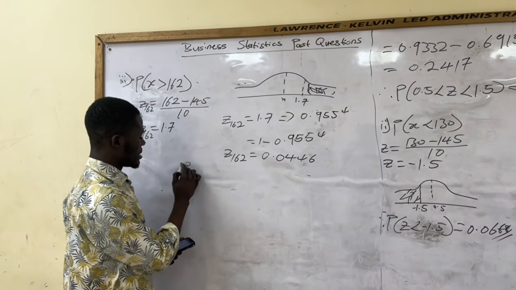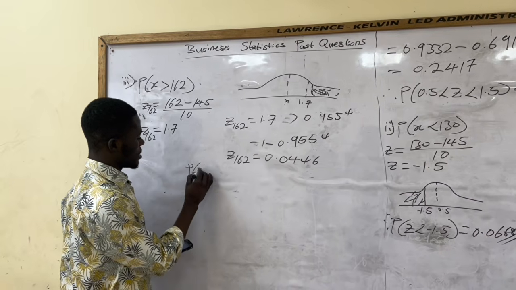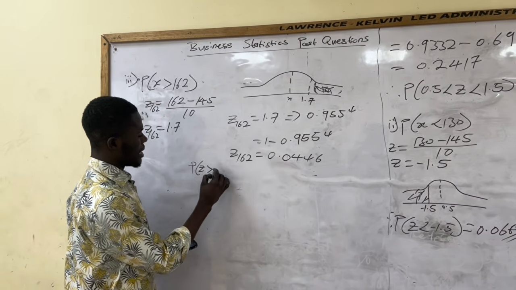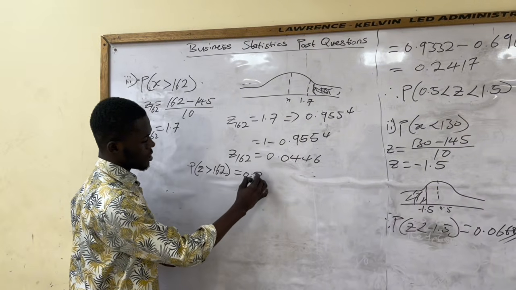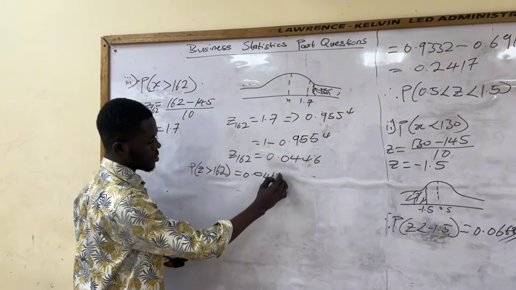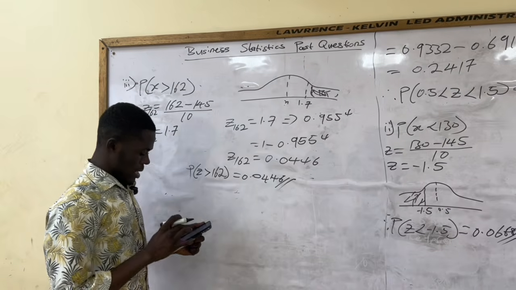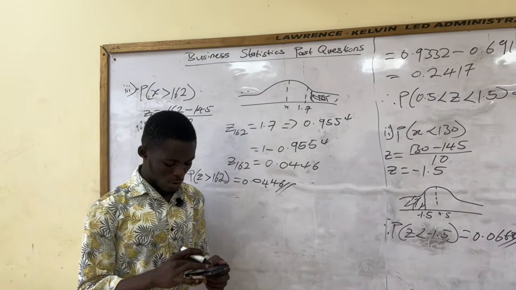So you conclude by saying probability of z greater than 162 is equal to 0.0446. Okay, yeah, so we are done with question 2.